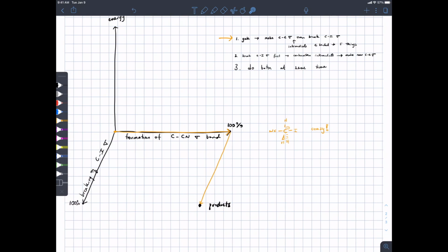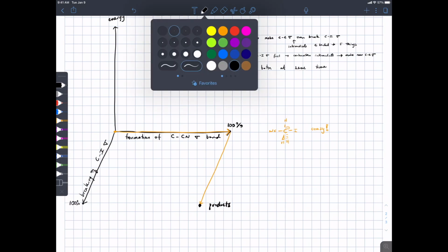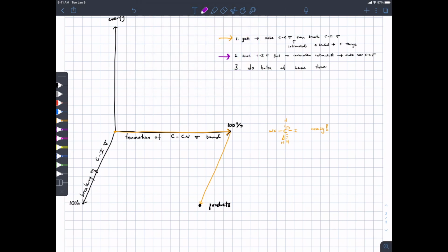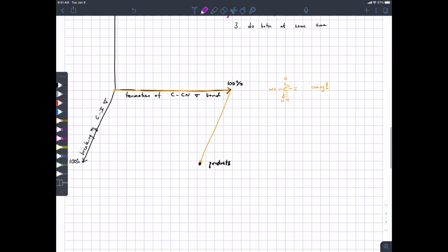What about option 2? If I want to break the carbon-iodide bond first, starting again at my origin, where am I going to draw the line?